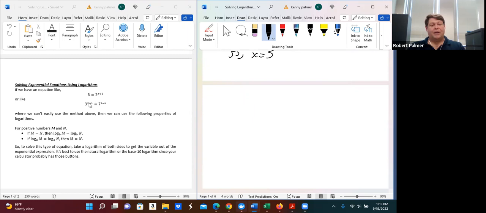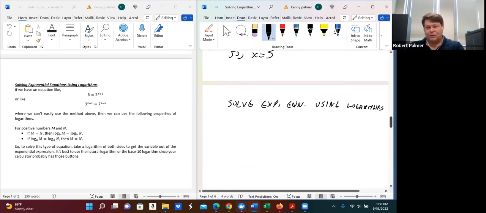So how we can solve this is we'll actually use logarithms to help us. Let's take a look at this. We want to solve an exponential equation using logarithms. As long as it's exponential, we don't have to worry about taking the log of a negative number, because exponential expressions are always positive.